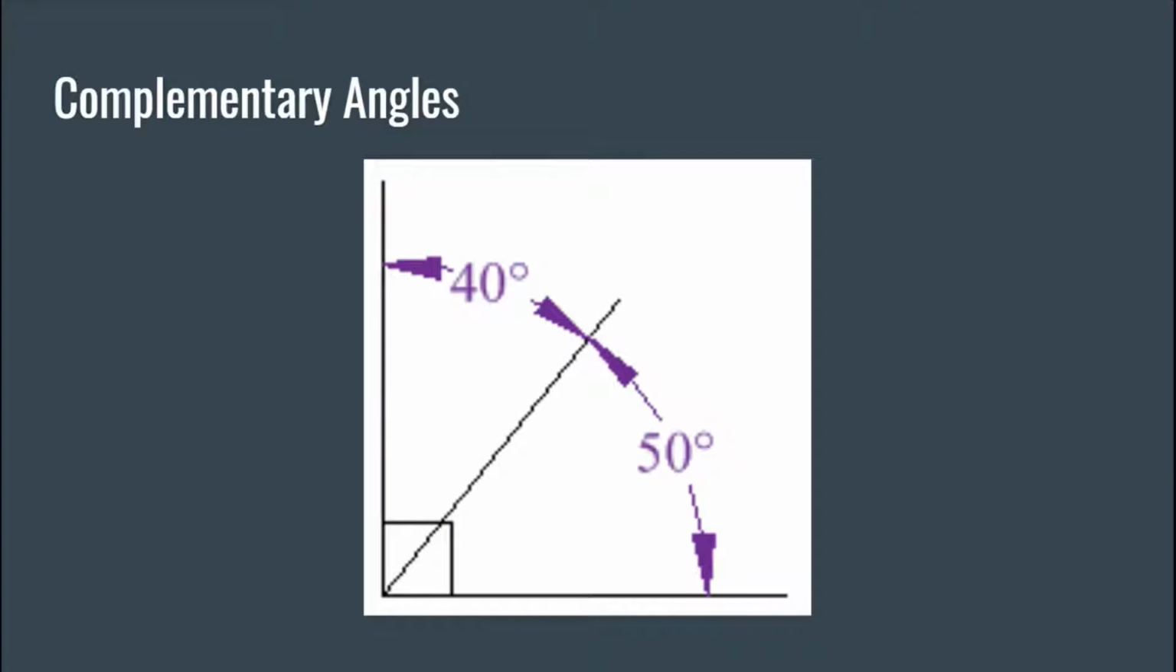Okay, so basically this is the basics here. So you see here we got at least two angles. They both combine to form a right angle. Okay, right angles are 90 degrees in measure. So complementary angles are two or more angles that add up to 90 degrees.